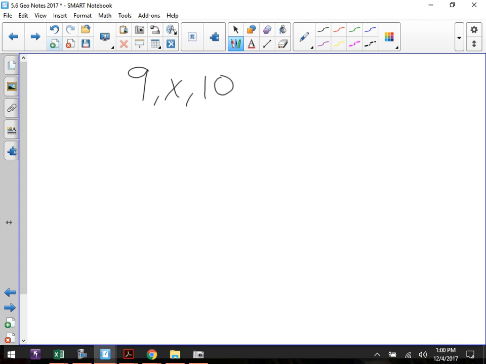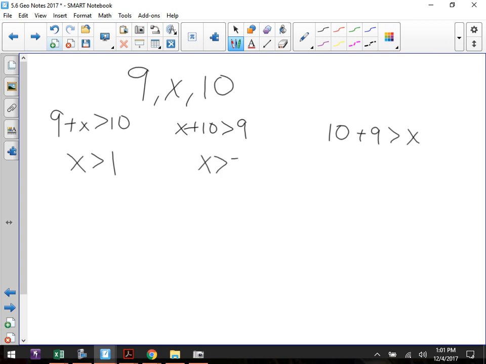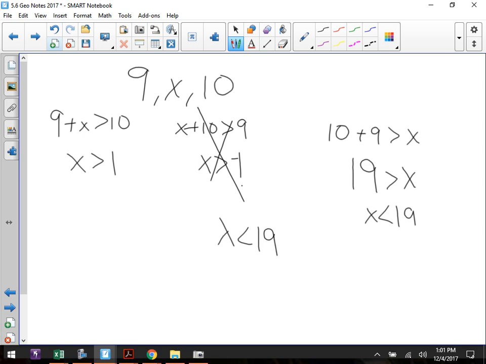Yeah. It doesn't matter. Now, guys, what's happening here? Moving stuff around, real quick, you'll see you get x has to be greater than 1. This one is x is greater than -1, so I throw that out. And the other one is 19 is greater than x, which means x is less than 19. So it has to be smaller than 19, but bigger than 1.